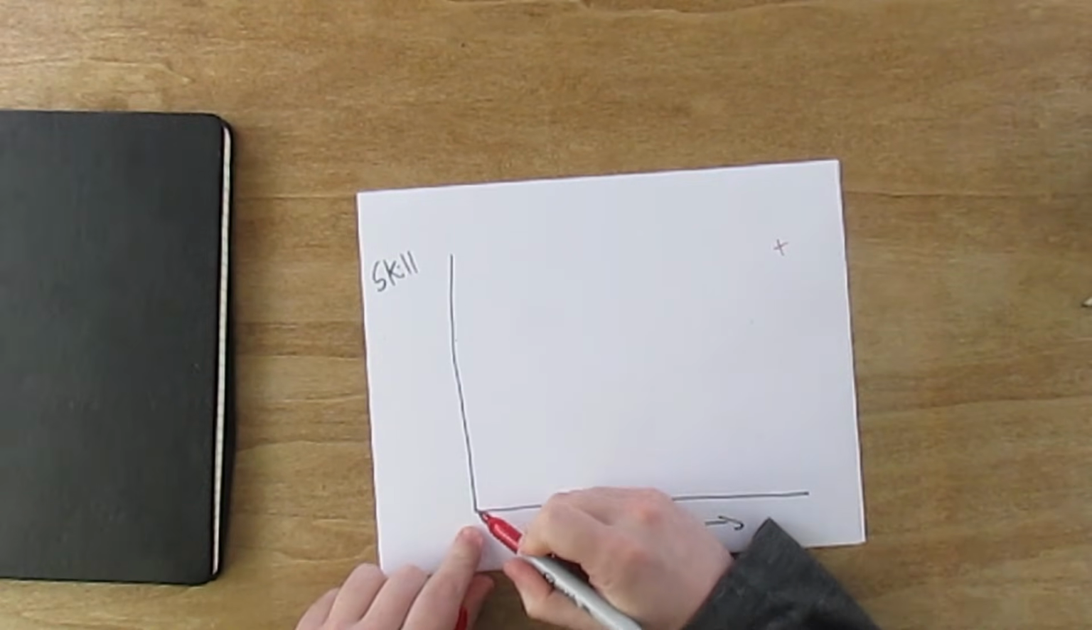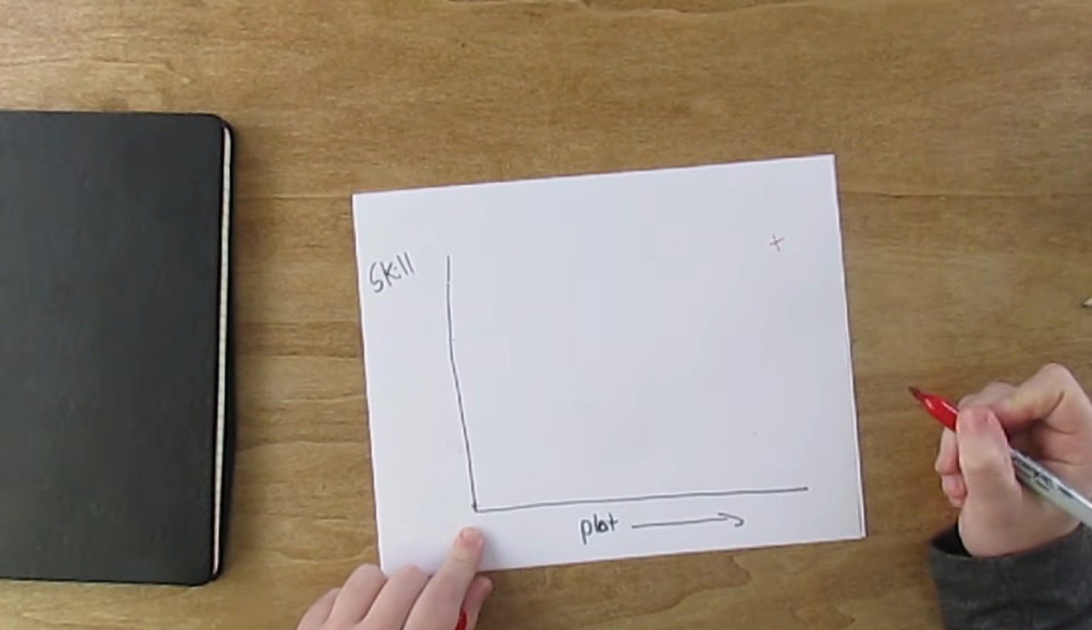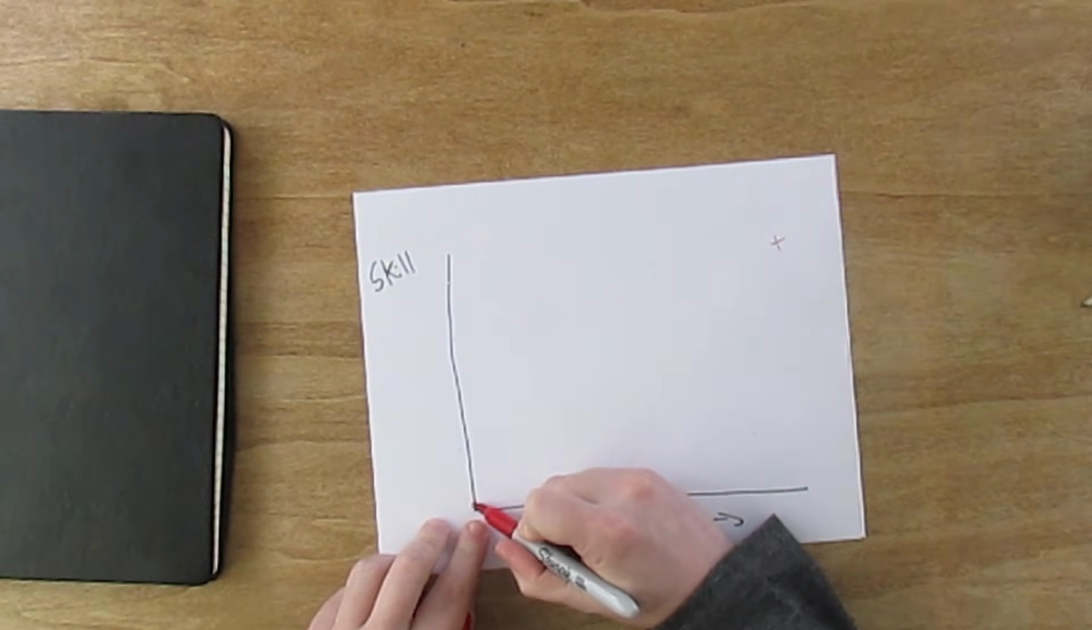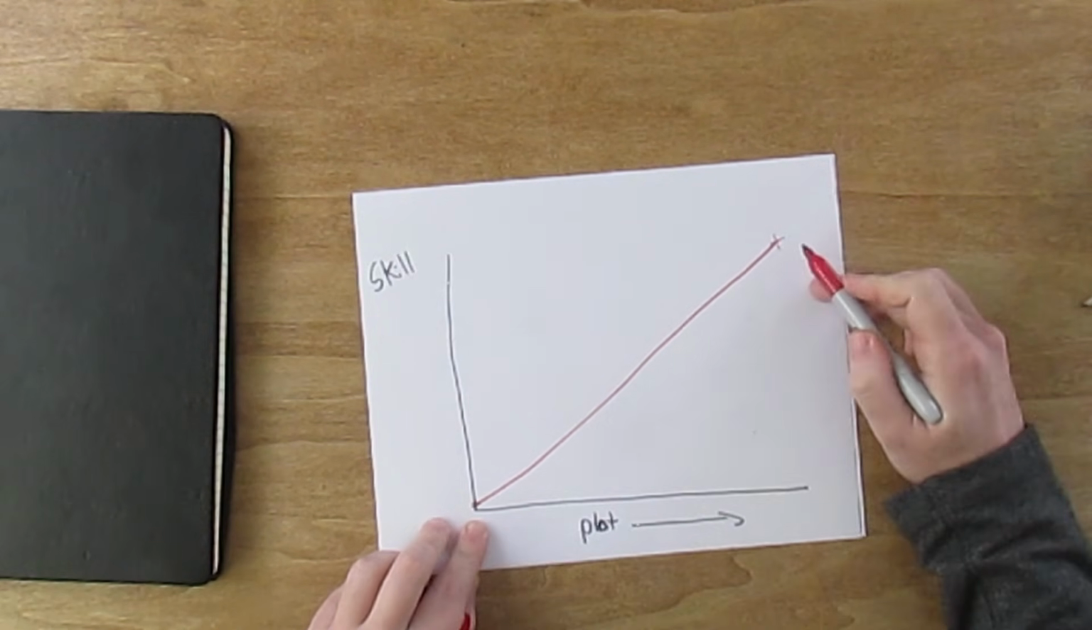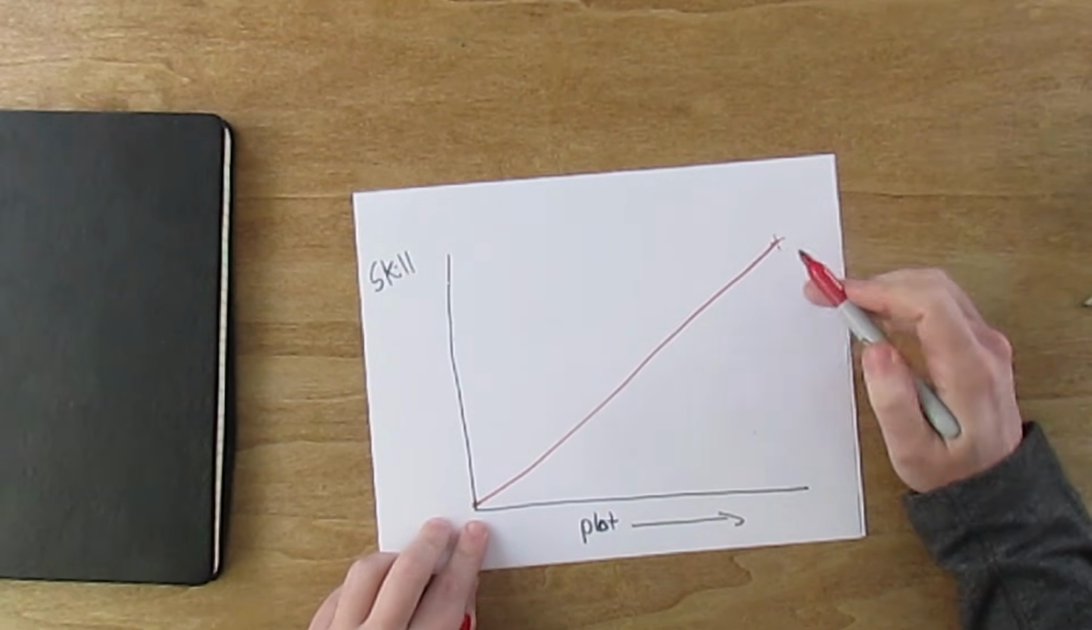Say character A starts out here at the beginning of the story with no skill, and they have a very straight, kind of linear progress all the way up to where they need to be to deal with the conflict at the end of the story.